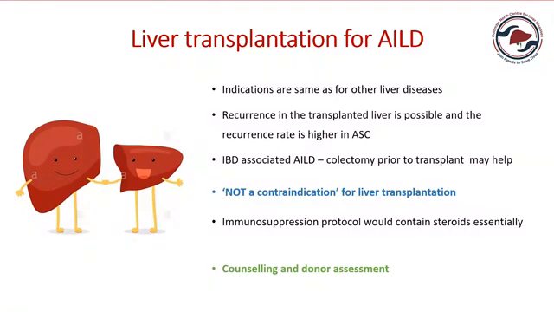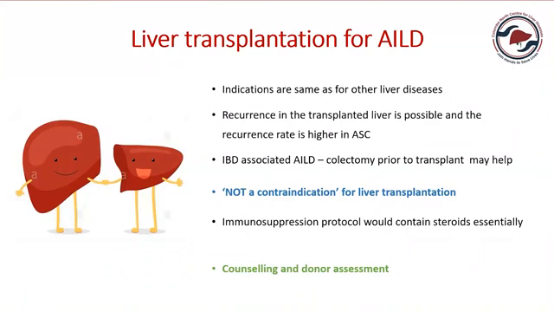Having said that about recurrence, autoimmune liver disease is not a contraindication for liver transplantation. It is very well indicated and children do well, though a minor percentage would recur. So it's indicated, it's not a contraindication. We should not step back at any point thinking that it's contraindicated.